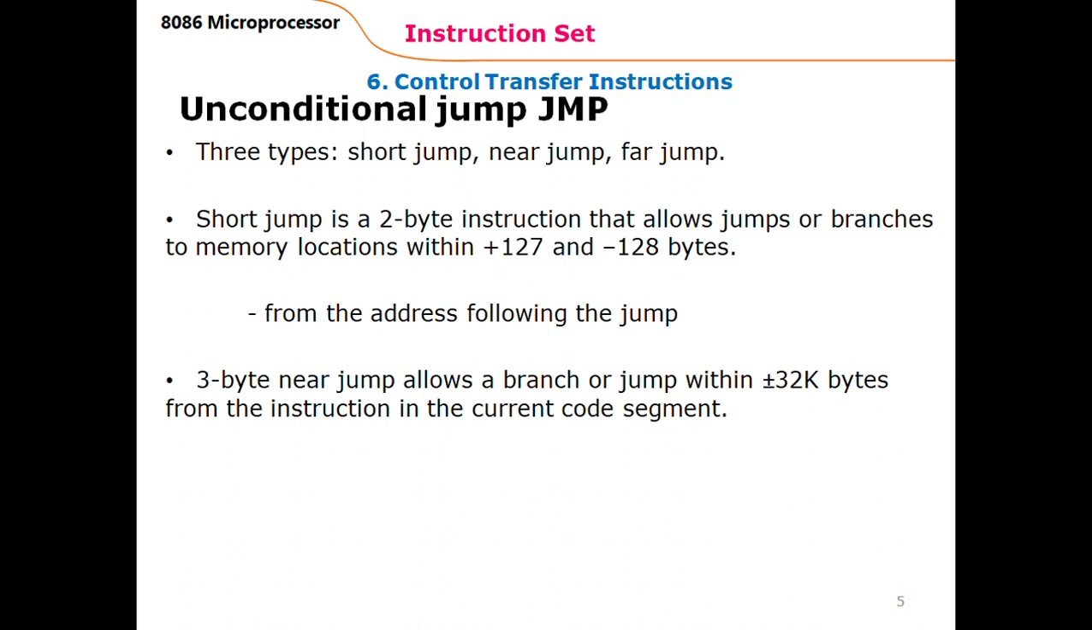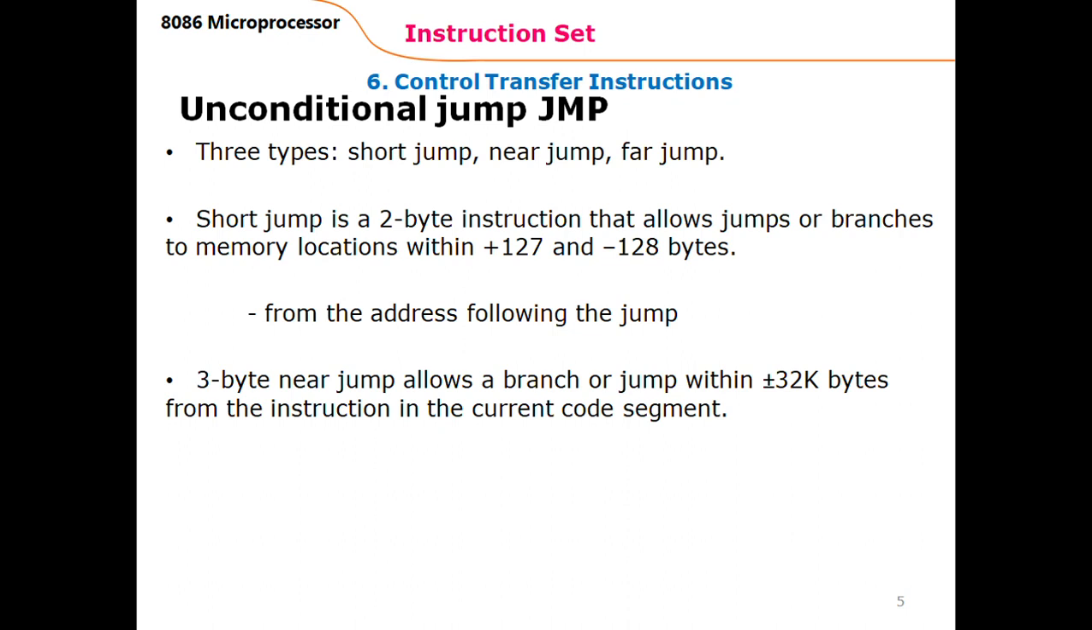Unconditional jump, JMP, is a very important instruction used by programmers. This instruction causes the flow of control to move from one place to another in the program or in the memory. There are three types of jump instructions. By unconditional, we mean that this jump will always happen, without checking a condition. So whenever this instruction is used, the jump will always happen.